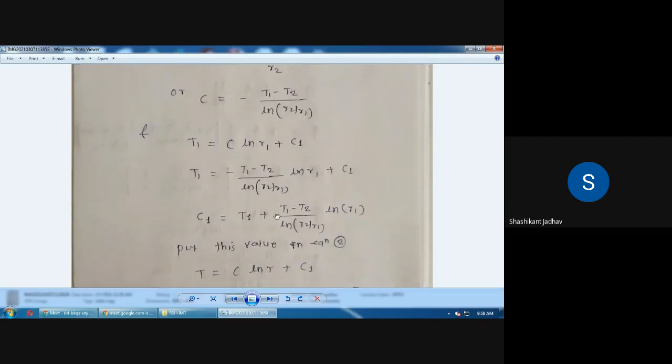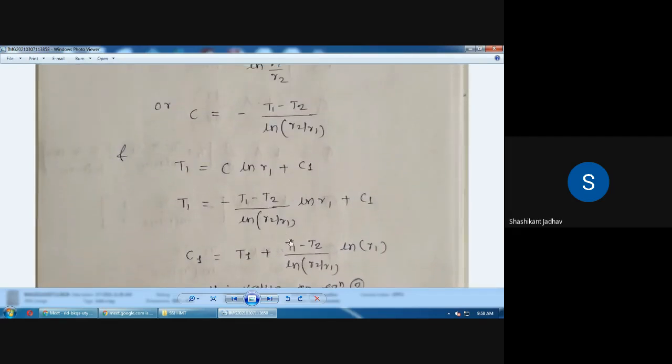So put that value of C into any equation. Okay, so what is the equation of T1? So T1 is equal to C into ln of R1 plus C1. So in this equation we have to put the value of C, and therefore we get the value of C1. Okay, so write down this: T1 is equal to C into ln of R1 plus C1. हे आपलं इक्वेशन नंबर कुठला सांगा? इक्वेशन नंबर 3 आहे. T1 is equal to C into ln of R1 plus C1. So in this equation we have to put the value of C, then we get the value of C1.